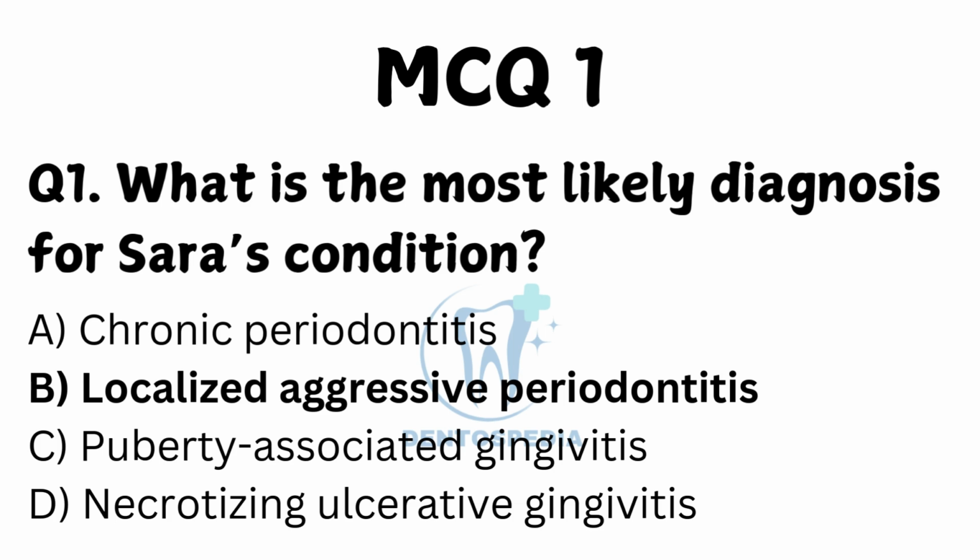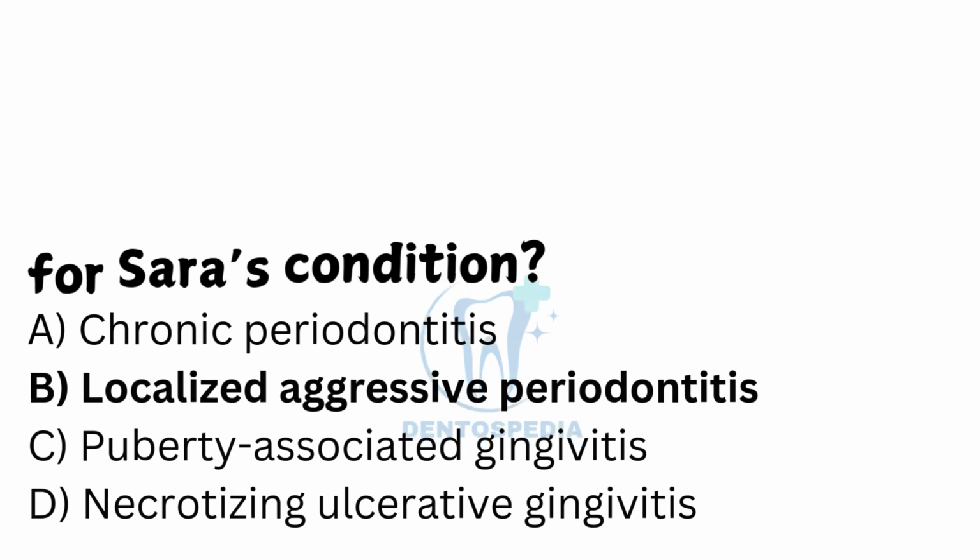Now let's review the other options. Chronic periodontitis is typically seen in adults with generalized bone loss. Puberty gingivitis can cause gum bleeding but does not cause bone loss. Necrotizing ulcerative gingivitis presents with pain, necrosis, and pseudomembrane, none of which are present here.